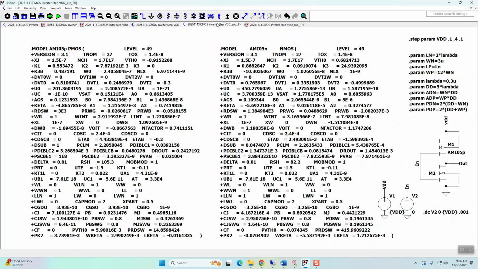This one is subthreshold. So I want to just go back to that one. So when I save it and upload it, you'll have the same thing.